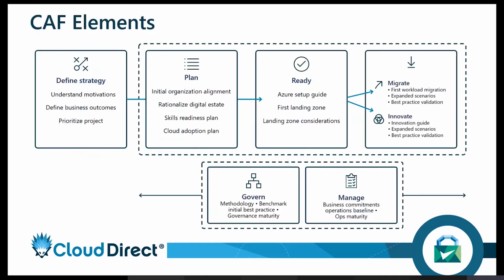So in terms of the elements of the cloud adoption framework, as you can see there are 6 key elements to the cloud adoption framework. It starts off by defining strategy. So obviously a really important part of any project is the strategic elements around it. Why are we doing it? What are we looking to achieve? What are our priorities out of that? Plan, ready, and migrate and innovate have that dotted box around that.